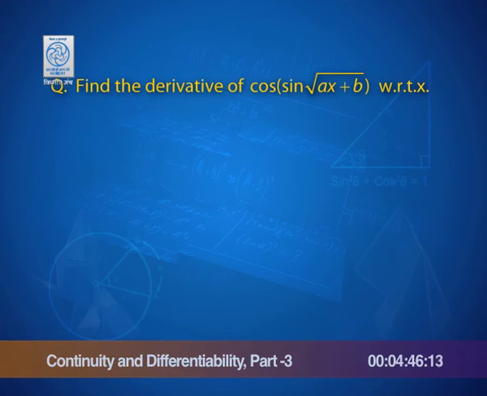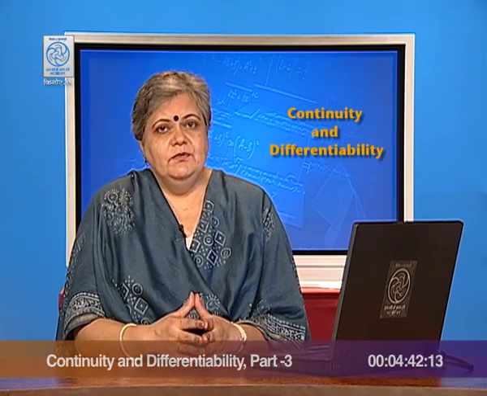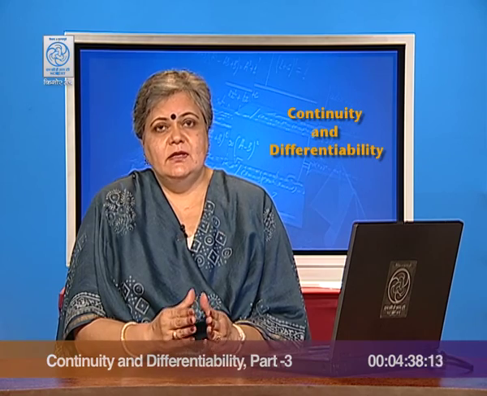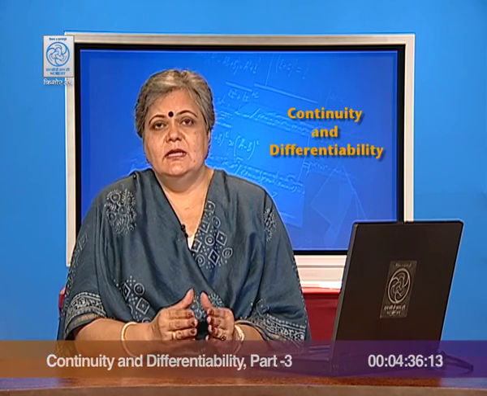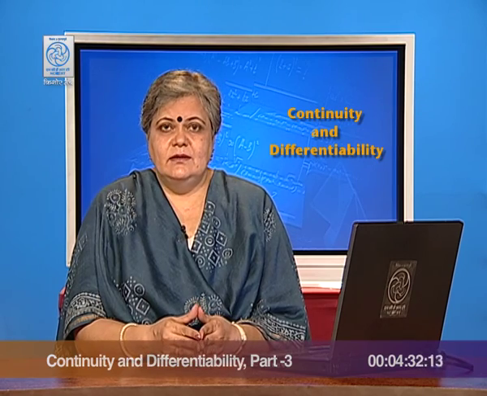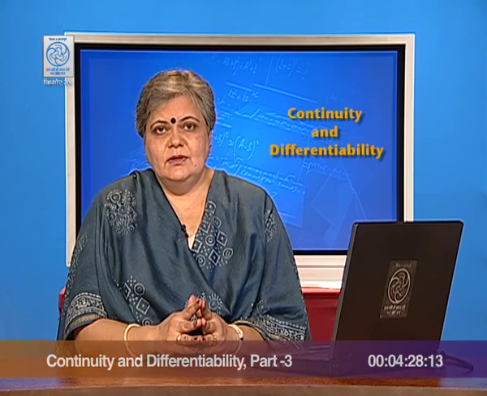Do you see how many layers are present here? How many functions are composed? First x changes to Ax plus b, then the square root function comes in, then the sine function comes in, and then the cosine. So, obviously, it is very well a case of chain rule.